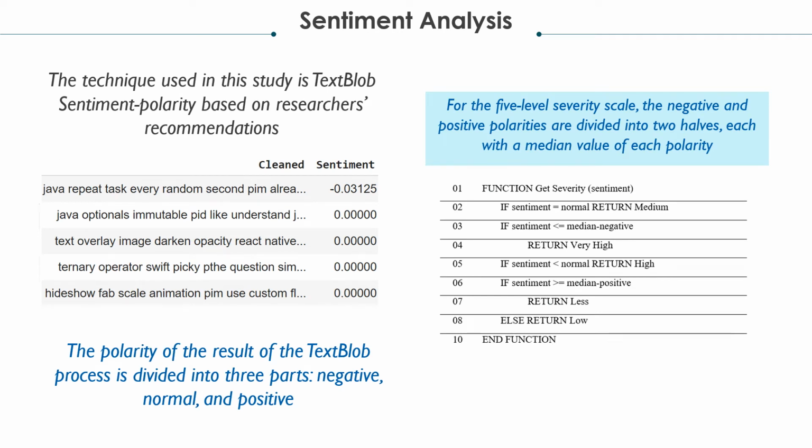The technique used in this study is TextBlob sentiment polarity based on researchers' recommendations. The polarity of the result of the TextBlob process is divided into three parts: negative, normal, and positive. For the 5-level severity scale, the negative and positive polarities are divided into two halves, each with a median value of each polarity.